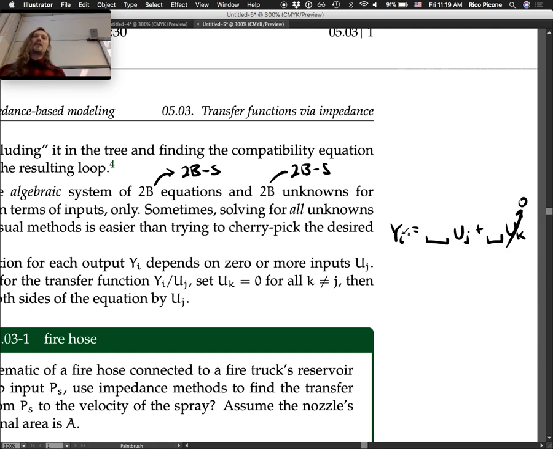And then you have this expression that you can just divide both sides by Uj, and you get Yi over Uj equals whatever this is. And that is by definition the transfer function from input Uj to output Yi. At no time in there did you have to solve a differential equation. At no time in there did you even see a differential equation. You just got yourself a transfer function by skipping that whole time domain stuff. You never saw time at all. Time was never there.